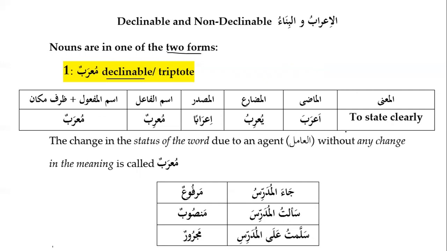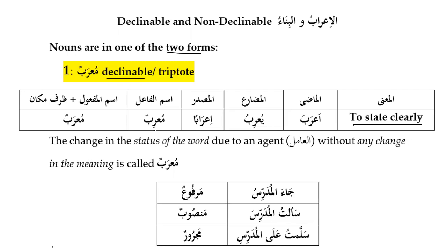Araba yu'ribu iraban means to state clearly, to express something clearly, without any kind of doubt or hesitation. That's why the people who speak Arabic are called Arab, Arabun, right? Those who speak Arabic. Why? Because they state whatever they speak in a very clear and expressive manner. That's why they are called Arab. So araba yu'ribu iraban, and ismul fa'il will be Mu'ribun, as we know.